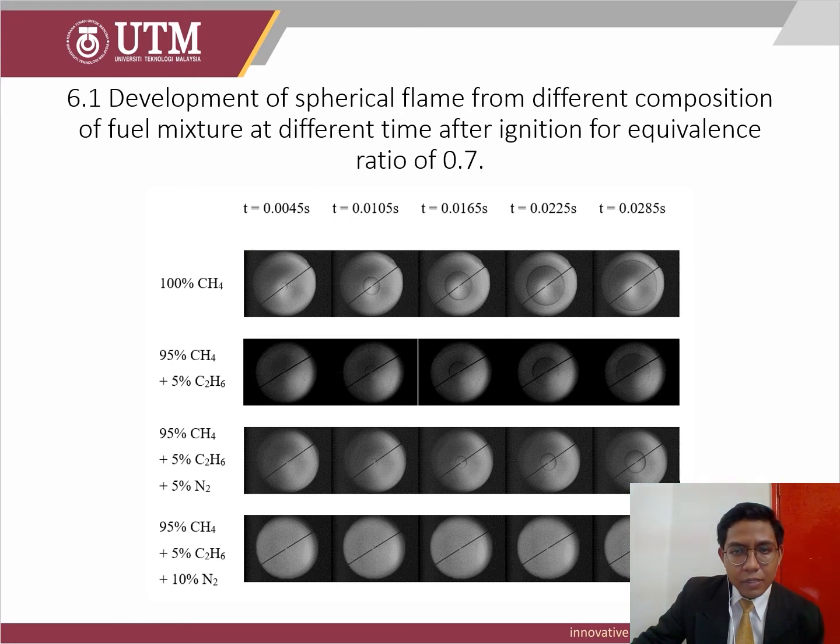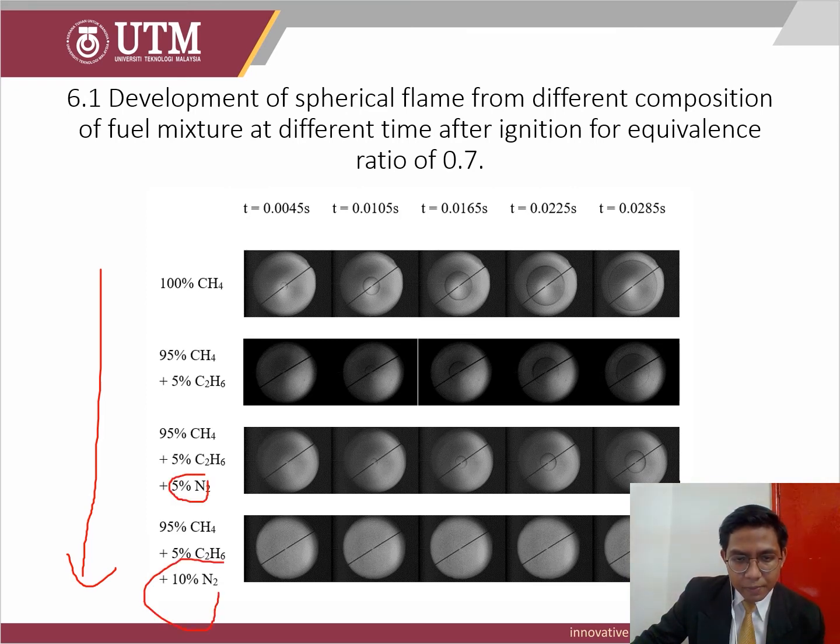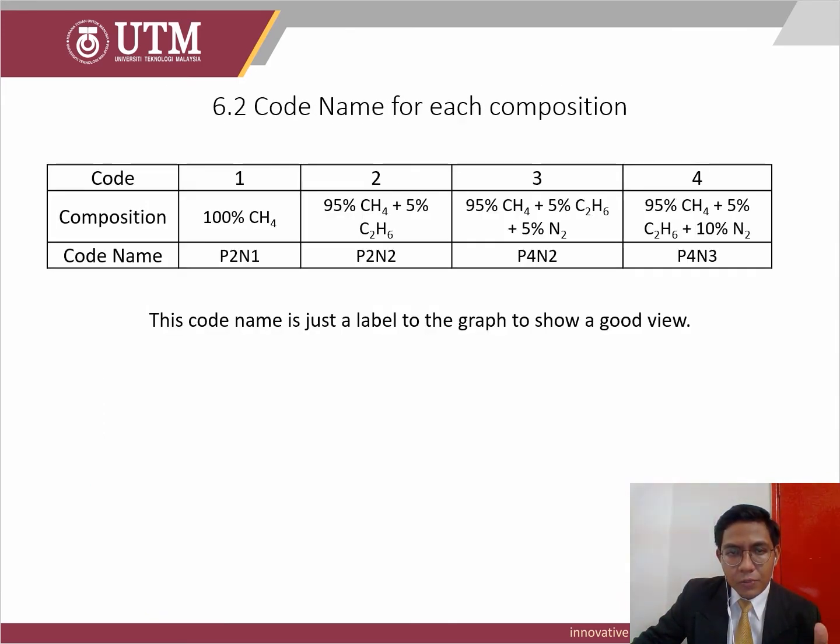This is the development of spherical flame from different compositions of fuel at different times after ignition for an equivalence ratio of 0.7. As we can see, when the amount of nitrogen increases, the spherical flame propagation seems smaller compared to the 100% CH4 and 90% CH4 plus 5% C2H6. This shows that a good trend might come out from this research, as based on the theory, addition of nitrogen will cause the burning rate to decrease. This is the code name for each composition, which will be used later in the graphs.